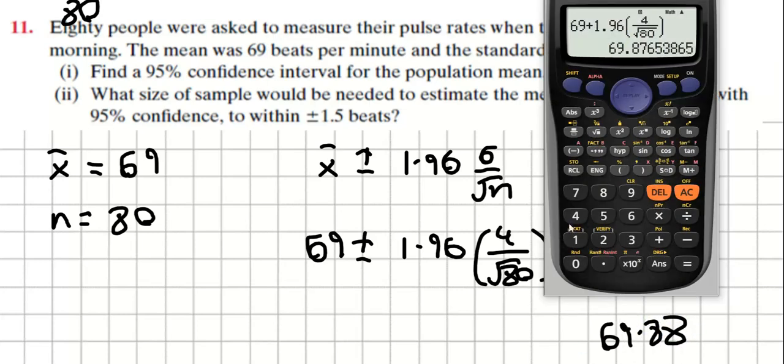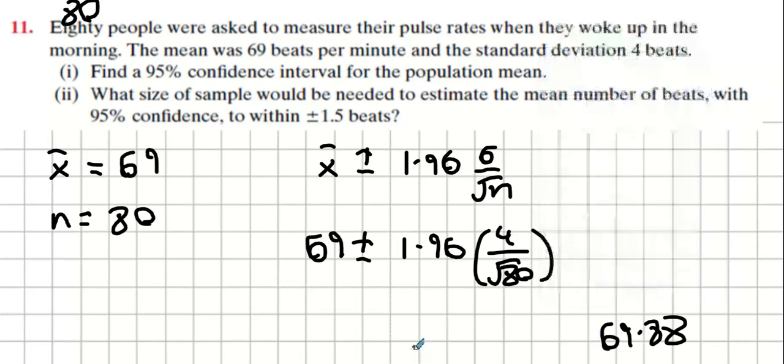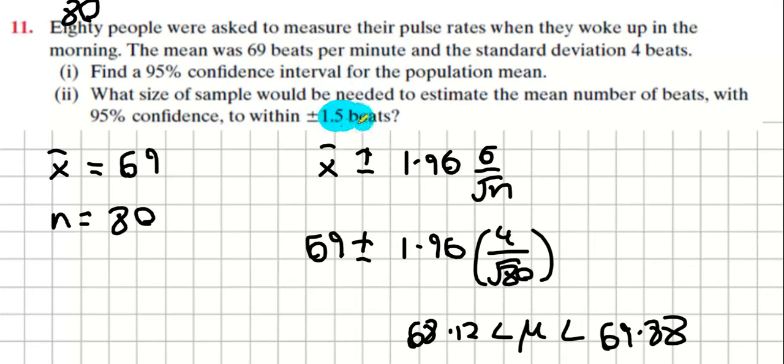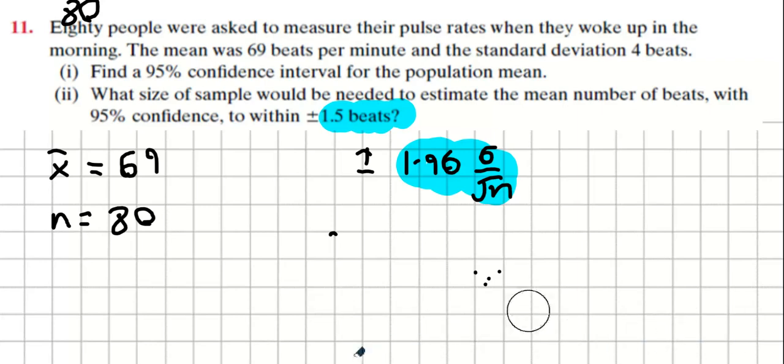And then obviously the lower one will require me to change to a negative: 68.12. Okay. The next thing I have to focus on is the error. They once again want the error within 1.5 beats. So the error is the blue part, and the blue part has to equal 1.5. So what I'm going to do is put this equal to 1.5.